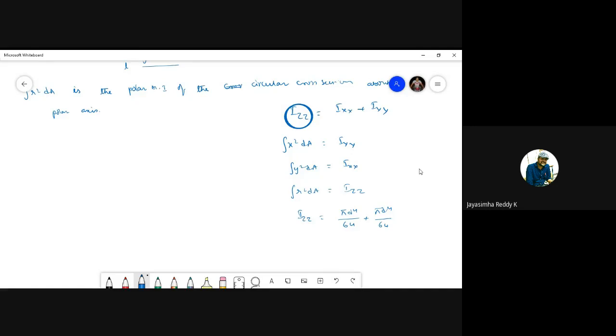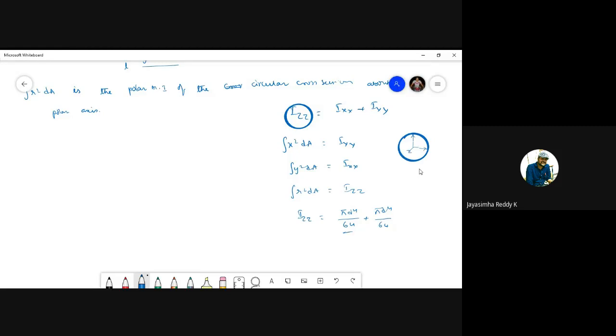See, if this is a circular cross section and this is x and this is y, then z will be like this. So z will be acting like this, if this is x and this is y and this is z.